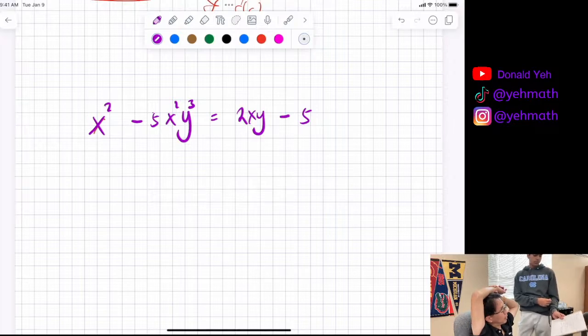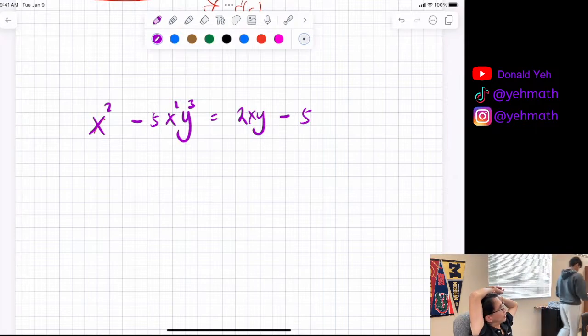That's actually not bad. That's actually good. Distribute a negative 5 and then isolate the dy/dx. Now, you might have a chance after all.